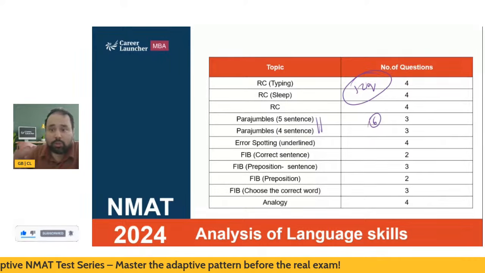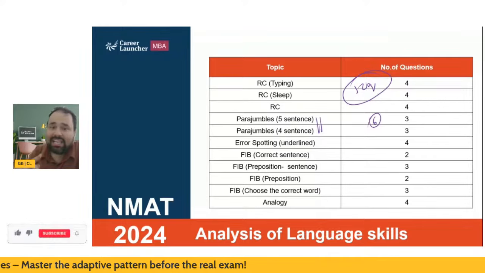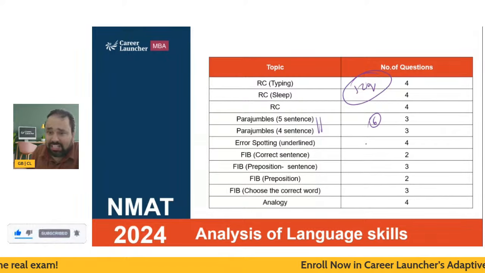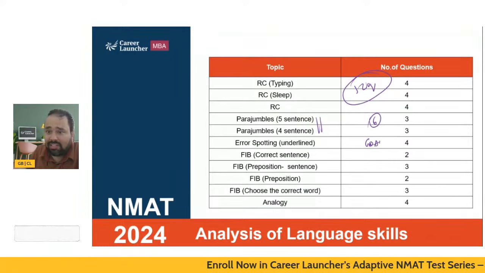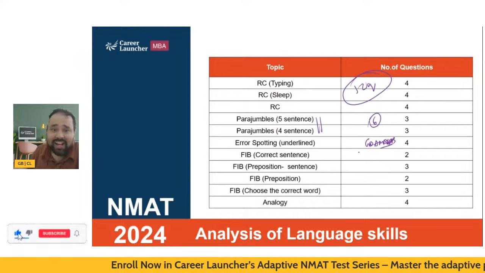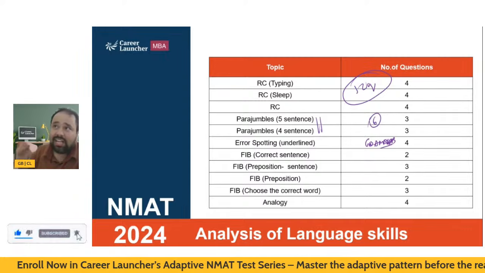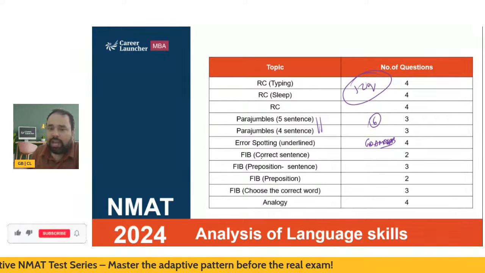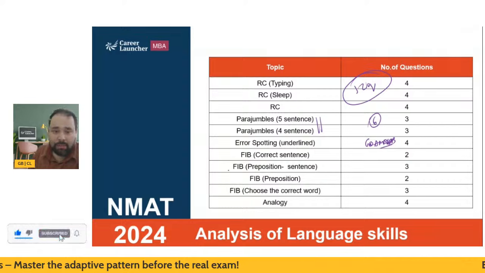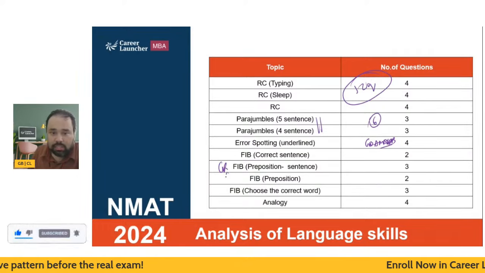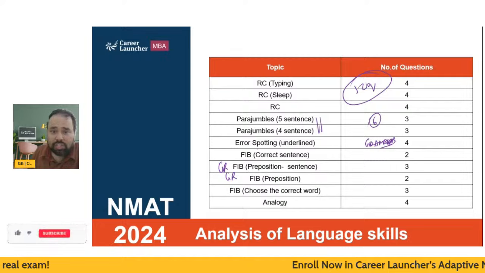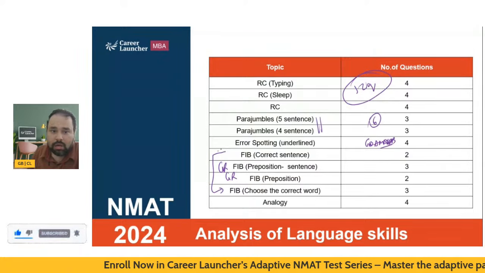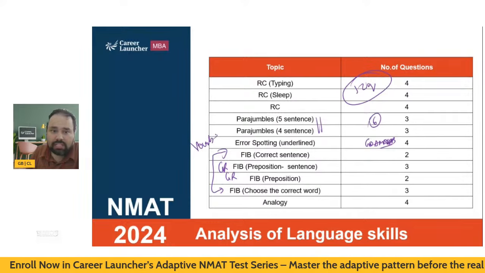Also keep in mind, Nmat almost always has 5 options, unlike CAT, which generally has 4. Nmat generally has about 5 options, okay? So this is grammar. Error spotting is generally grammar. Then comes FIB, which is correct sentence. Once again, fill in the blank with the correct word. Now that word can be vocab or grammar. If you look at FIB, this is grammar, this is grammar. This part, which is FIB, fill in the blanks, and FIB, choose the correct word. These 2 parts are vocab plus grammar.